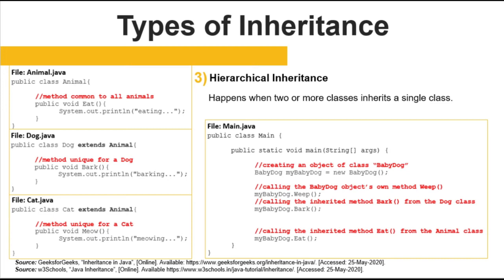When two or more classes inherit a single class, it is known as hierarchical inheritance. In this type of inheritance, there is more than one subclass created from one single superclass. In the example given, the Dog and Cat classes inherit the Animal class, so there is hierarchical inheritance.